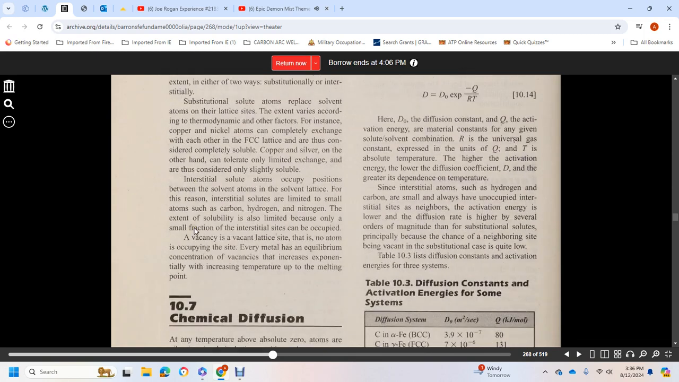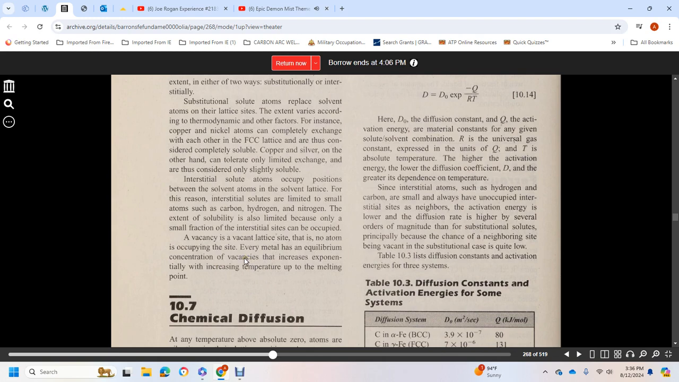Interstitial solute atoms occupy positions between the solvent atoms in the solvent lattice. For this reason, interstitial solutes are limited to small amounts of small atoms such as carbon, hydrogen, and nitrogen. The extent of solubility is limited because only a small fraction of interstitial sites can be occupied. Vacancies are lattice sites where no atom occupies the site. Every metal has an equilibrium concentration of vacancies, which increases exponentially with increasing temperature up to the melting point.